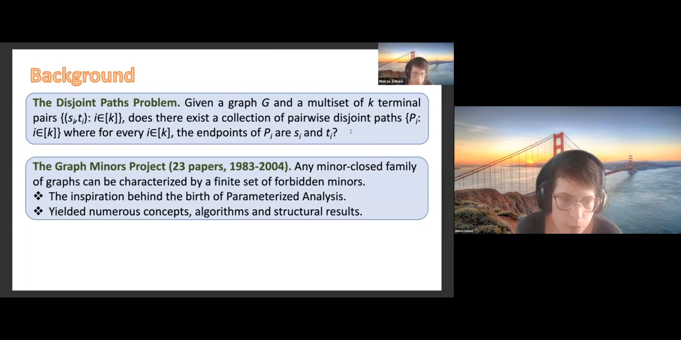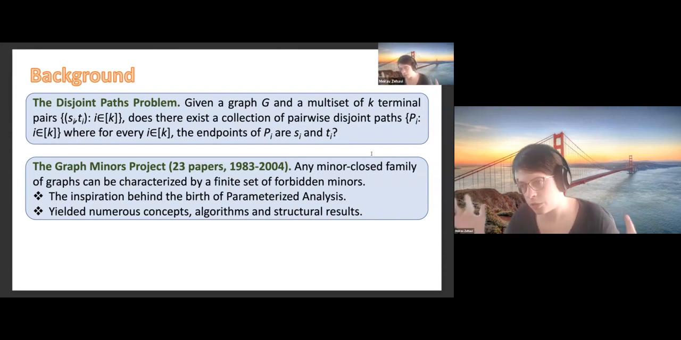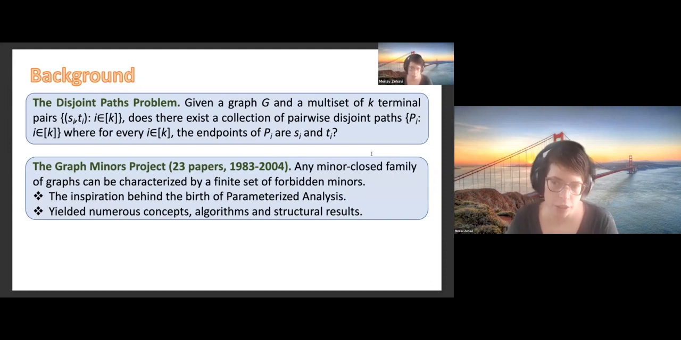The reason that this problem received so much attention in the last few decades is primarily because of the graph minors project. This was one of the most amazing feats, I think, of modern mathematics. It spanned roughly 20 years and 23 papers, and it proved a conjecture from the 30s, which says that any minor closed family of graphs, so what does it mean? This is just a family of graphs that is closed under taking minors, that is contraction of edges, deletion of edges, and deletion of vertices. For example, the class of planar graphs, the class of forests.